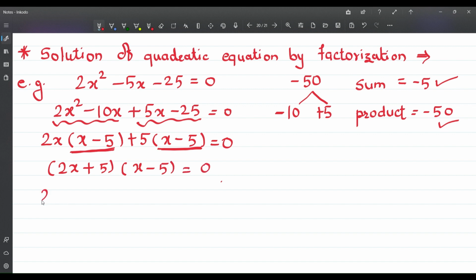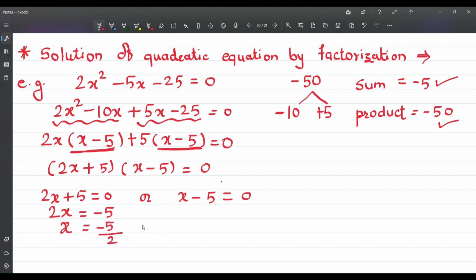Now either 2x plus 5 is equal to 0 or x minus 5 is equal to 0. Now we have to find the values of x. So here 2x is equal to, this plus 5 becomes minus 5, 0 minus 5 will be minus 5. Then x is equal to, this 2 is multiplied here, so it gets divided over here, minus 5 divided by 2. This will be our first value.